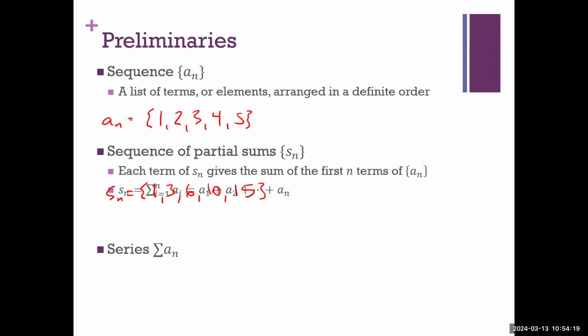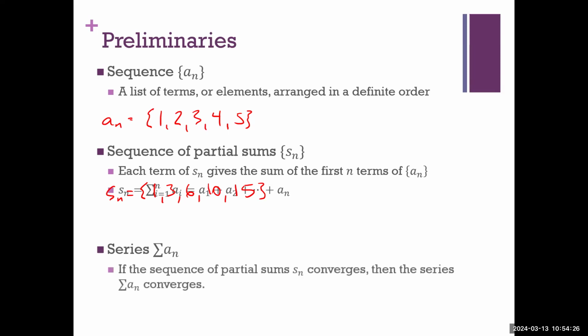So a sequence of partial sums is a sequence where I'm adding up the first several terms. What is a series? A series is the sum of how many terms? All of them. How many terms are in a sequence by definition? An infinite number.